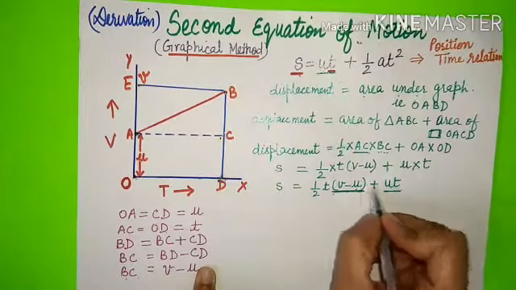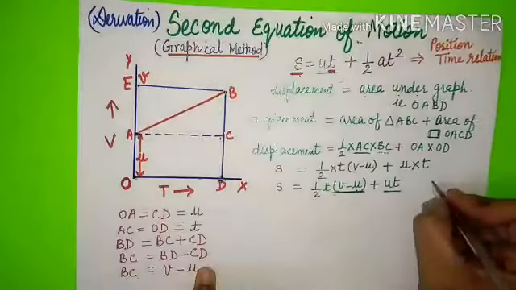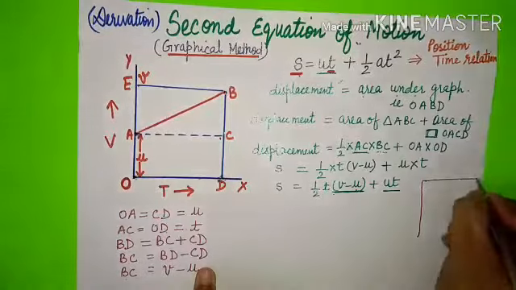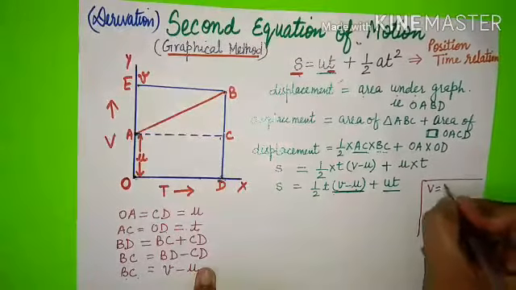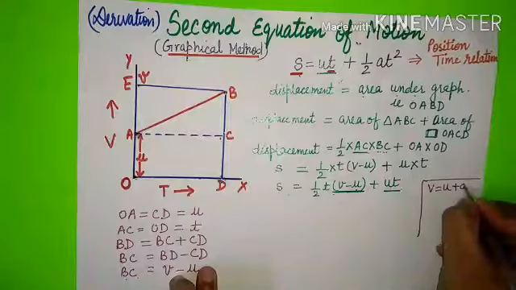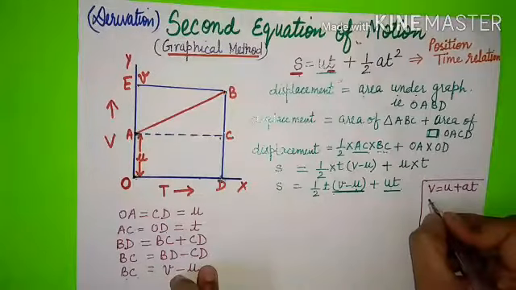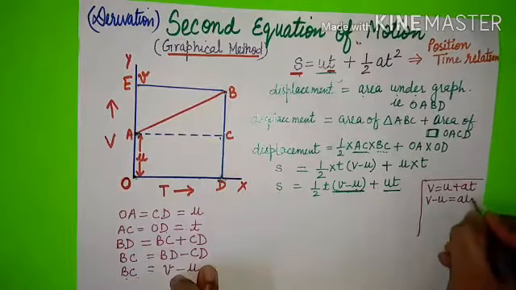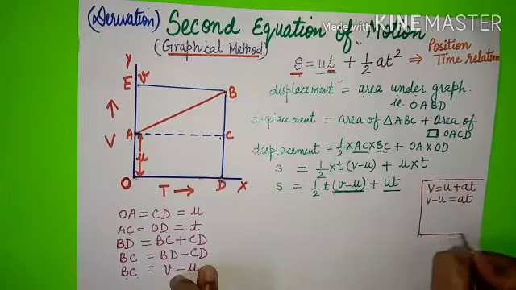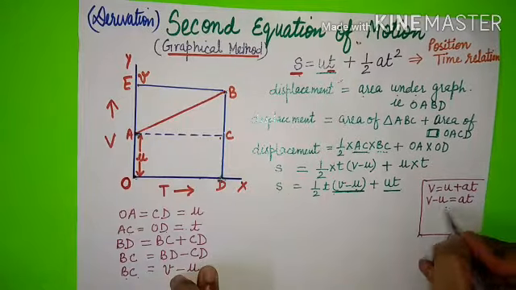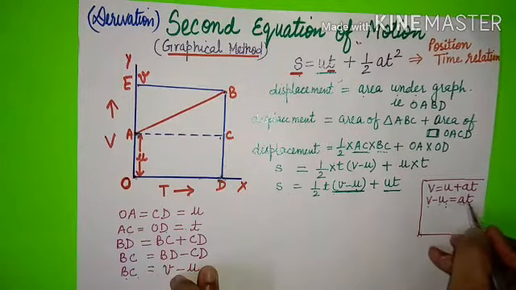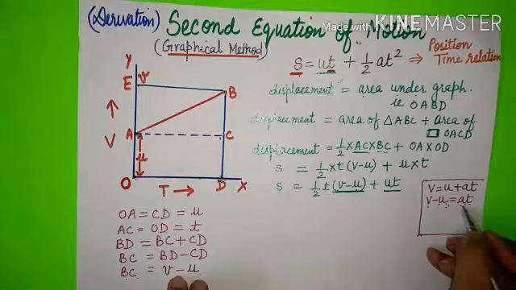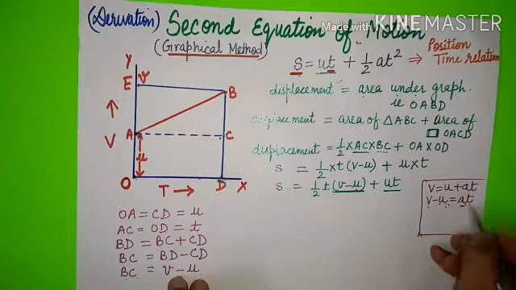So now let's take the first equation of motion. What is the first equation of motion? Just recall: V is equal to U plus AT. So now you can derive the value of V minus U from the first equation of motion. So V minus U is equal to AT. Now you can put the value of V minus U from the first equation of motion here.